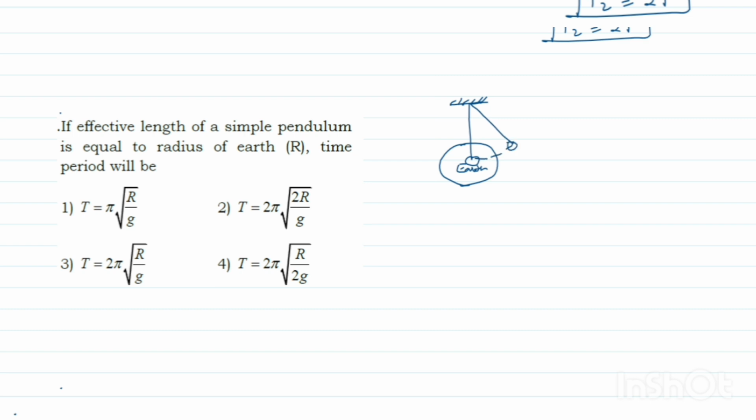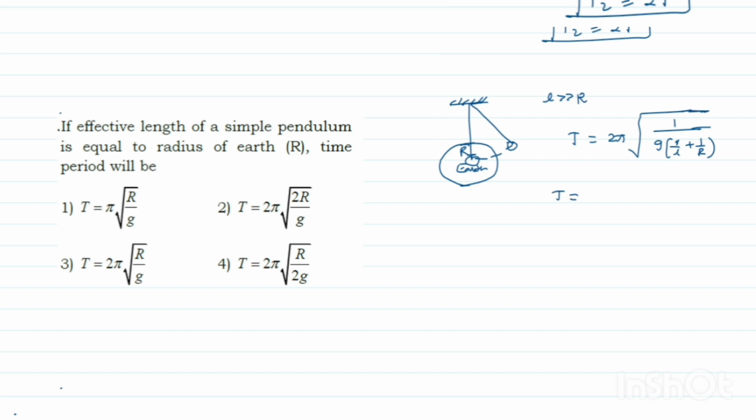That means if the length is much greater than the radius of the Earth, you can take R as the radius of the Earth. In this case, the time period of the simple pendulum formula will be 2π into, and students, there is one derivation for this formula. I am giving it directly: 1 by g into, you can get it as 1 by L plus 1 by R. This is the formula if the length of the pendulum is much greater than the radius of the Earth.